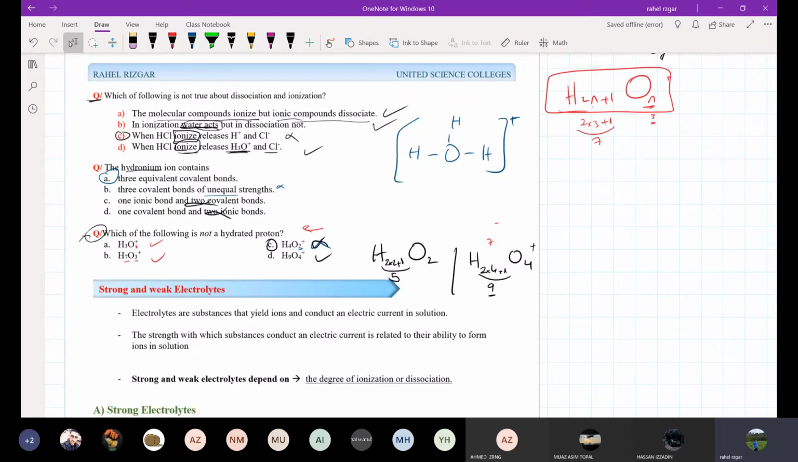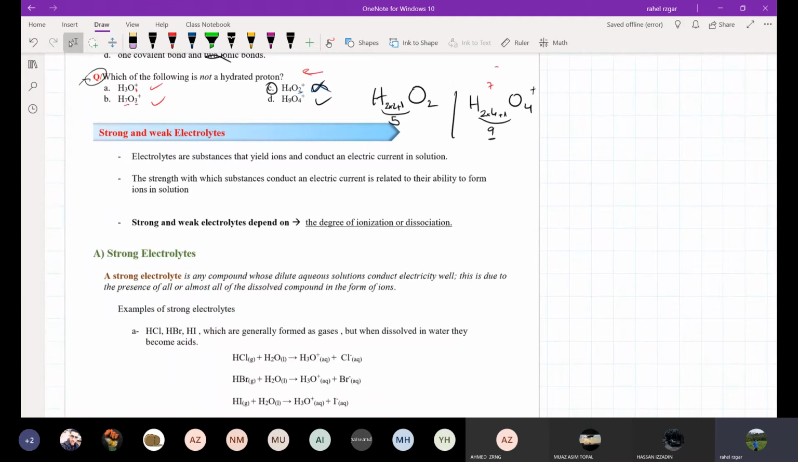Not all molecular compounds ionize. I have prepared a diagram, a graph for you, so that it's easier for you to understand everything. But for now, remember that not all molecular compounds ionize.